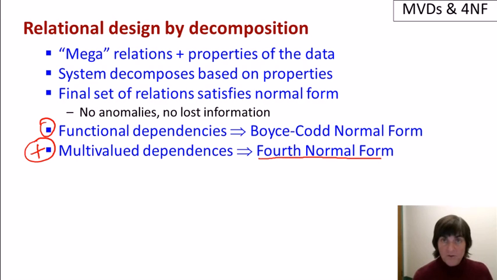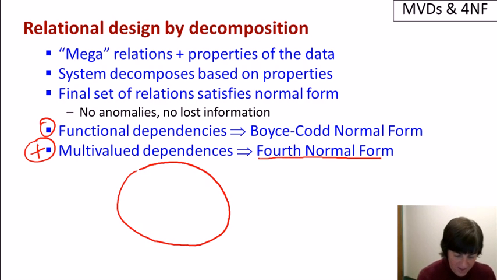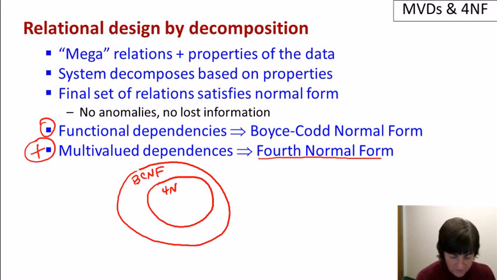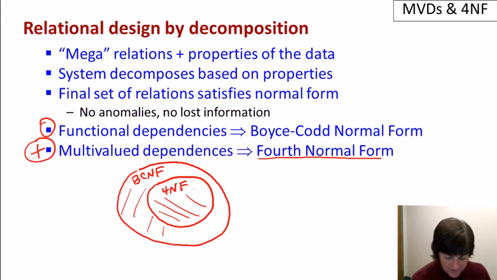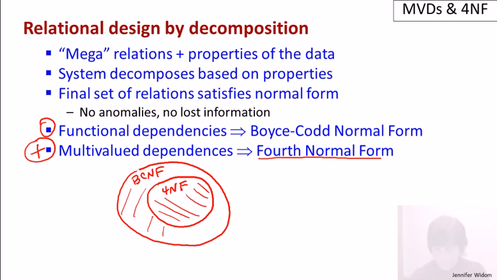As a reminder from earlier, fourth normal form is stronger than Boyce-Codd normal form. So if we have here all of the relations that are in Boyce-Codd normal form, some subset of those are also in fourth normal form. When we have functional dependencies, we can guarantee Boyce-Codd normal form, and then when we add multivalued dependencies, that's what allows us to narrow down to the stronger property of fourth normal form.